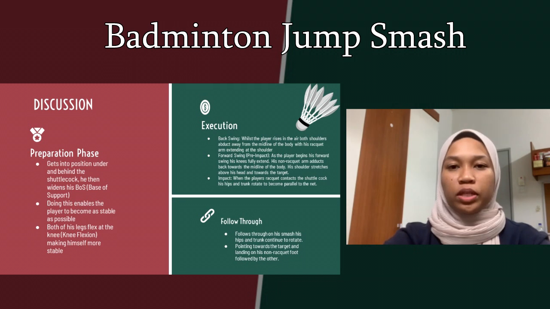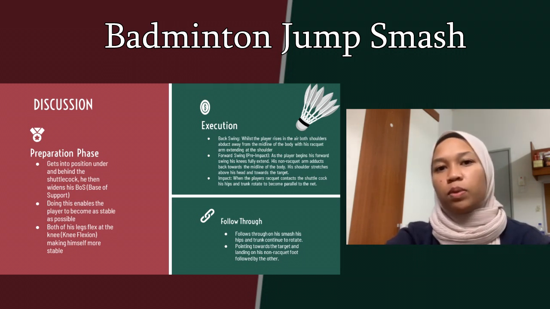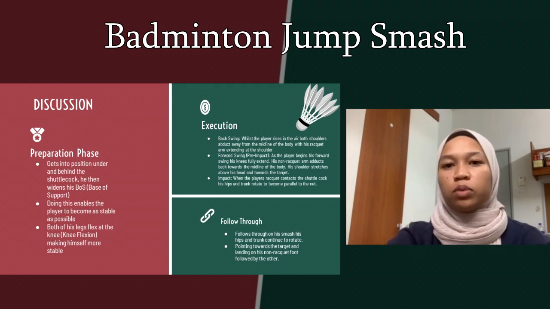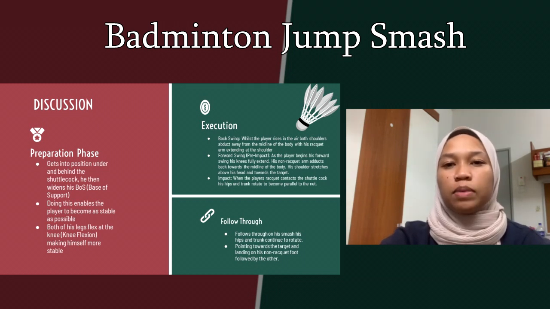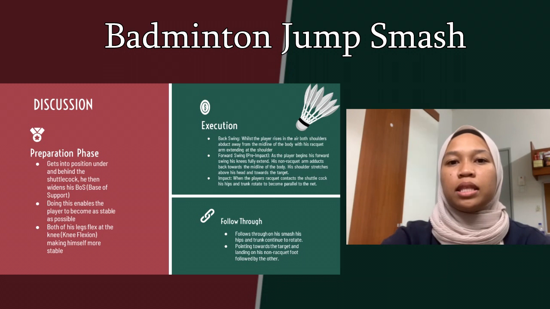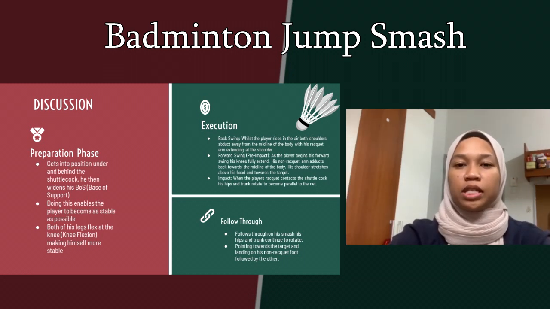Next is the forward swing. As the player begins his forward swing, his knees fully extend, knee extension, as he transfers his body weight forward and his toes point down towards the court, ankle plantarflexion. His non-racket arm adducts back towards the midline of the body, creating momentum which helps his hips and trunk begin to rotate towards the net. His shoulder stretches above his head and towards the target with his arm fully extended at the elbow, which is elbow extension.